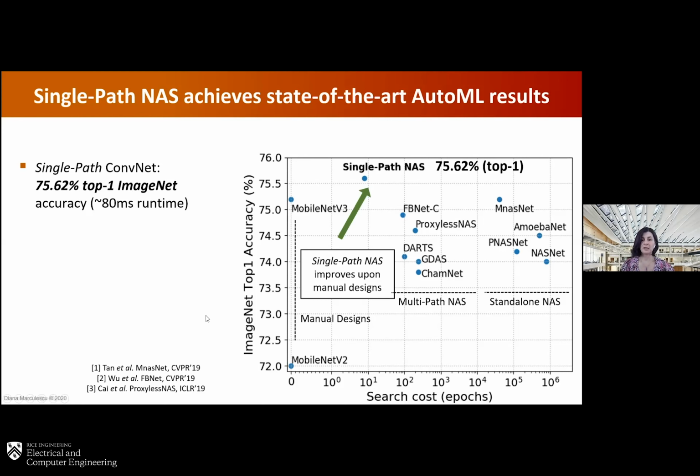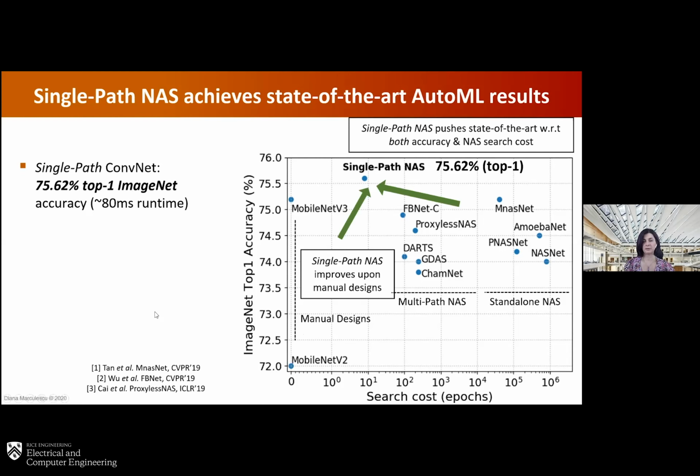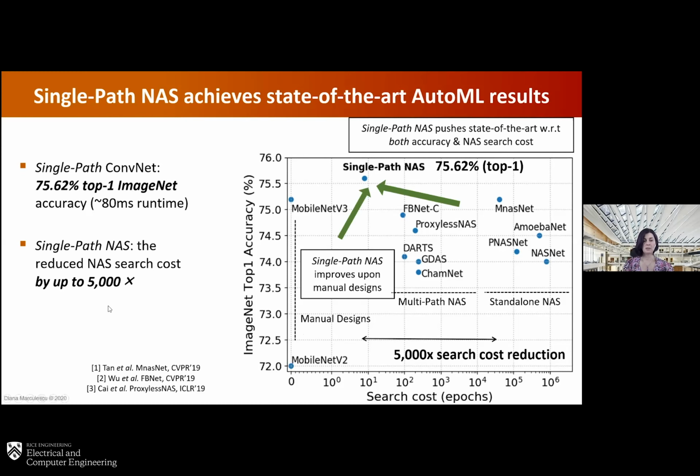Not only that, single-path NAS is better than the manual designs, MobileNet v2 and v3, in terms of accuracy, but at the same time is much faster than other NAS approaches, achieving more than 3 orders of magnitude reduction in the search cost. So instead of waiting days, you can do this in a matter of hours. So this is great news.